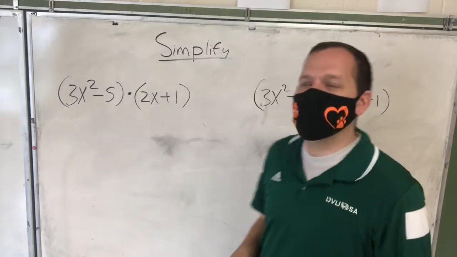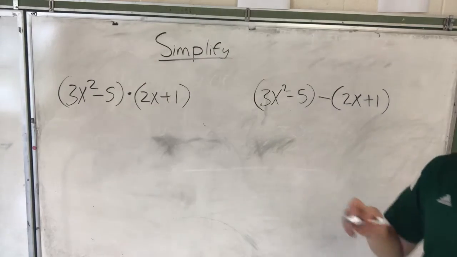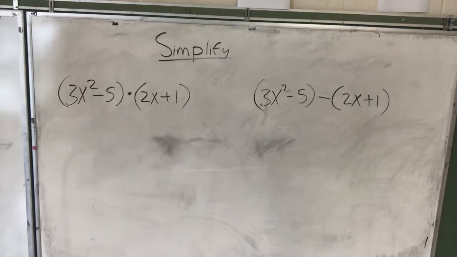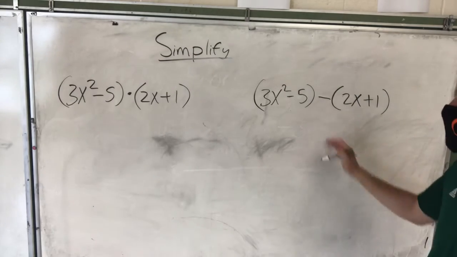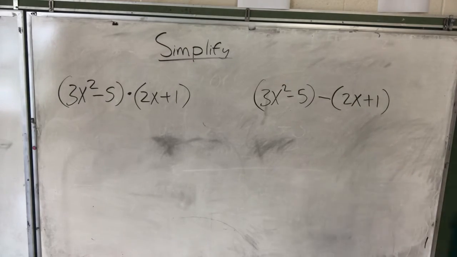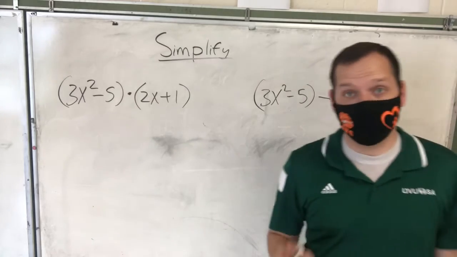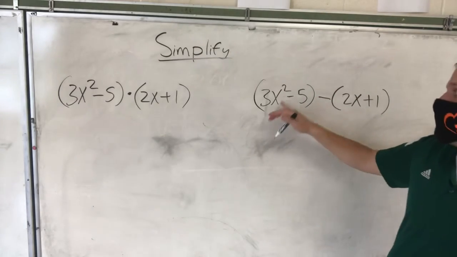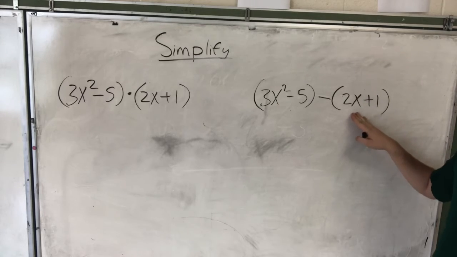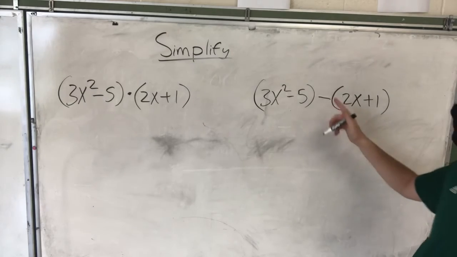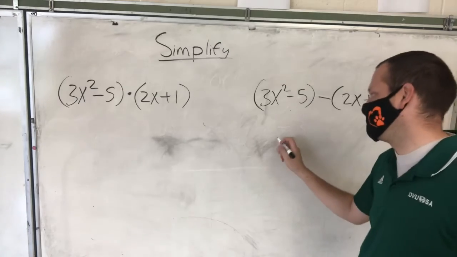All right, let's try another two examples. Write them down on your paper. You notice the one on the left, we're going to be multiplying. The one on the right, we're going to be subtracting. Let's do this one on the right first, okay? So I'm going to look for like terms. I've got a 3x squared. Are there any x squareds over here? There's not. So I'm going to do 3x squared minus nothing, which is just going to give me 3x squared.